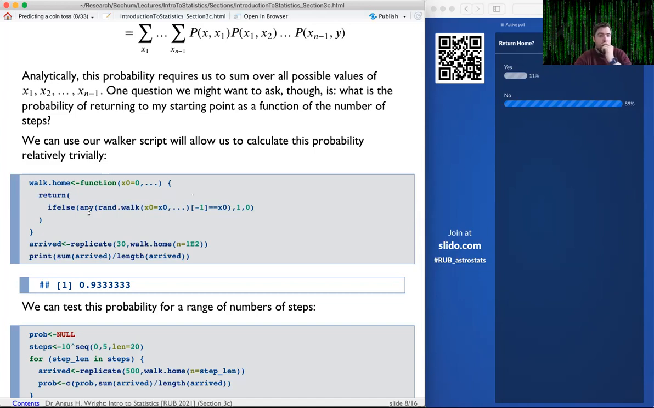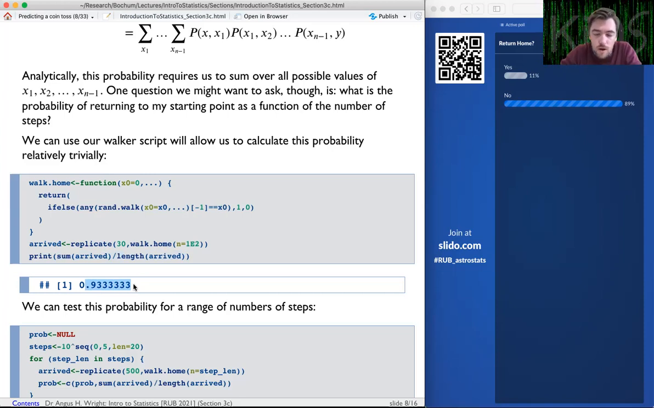Then I run my walk home for 100 steps, so n is equal to 100, and I ask: what is the number of times I return home? That is the sum of arrived, divided by the number of walkers, which was 30. The probability, therefore, of returning home after 100 steps is 93%. That's actually quite high. It's not certain, which is why the majority of you said no, which I think is the right answer.